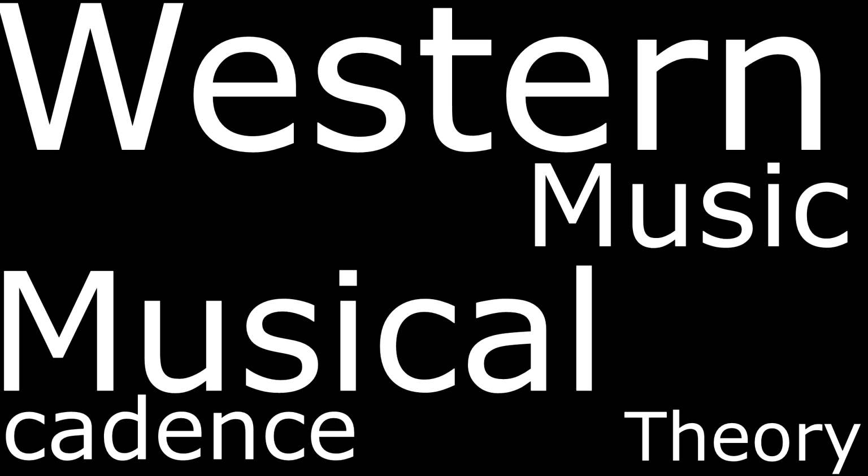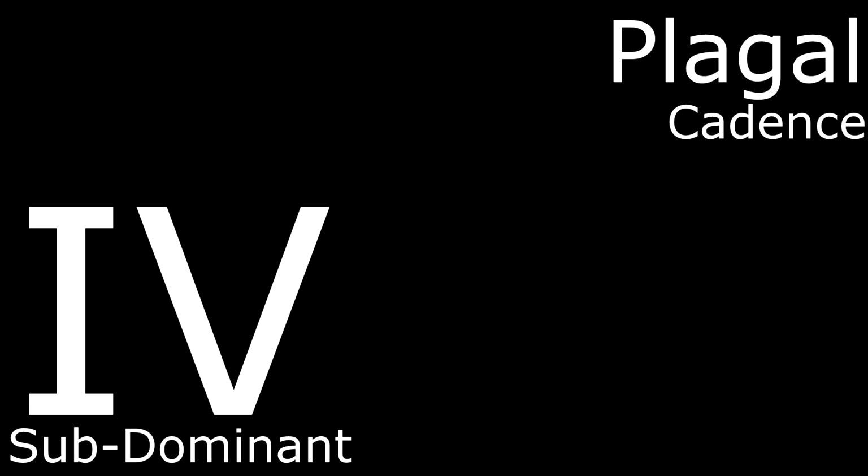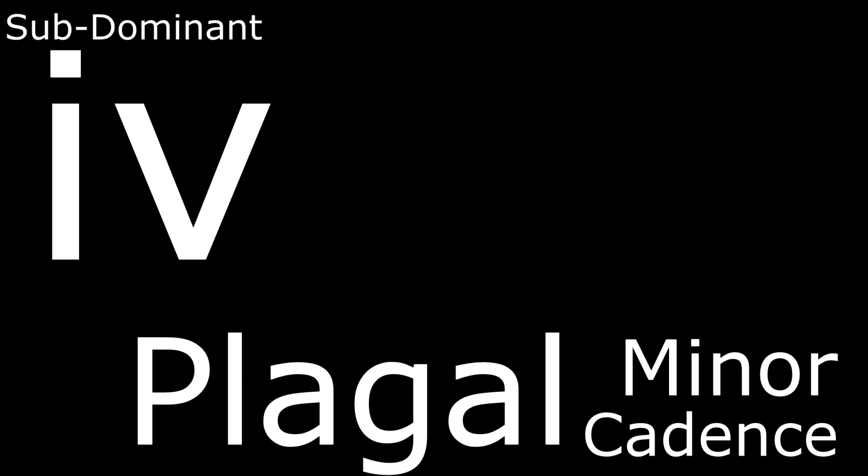So let me explain. A musical cadence in Western music theory is a melodic or harmonic configuration that creates a sense of resolution, finality, or pause. A harmonic cadence is a progression of at least two chords that concludes a phrase, section, or piece of music. A plagal cadence is a cadence in which the chord of the subdominant, or the fourth chord in a given key, immediately precedes that of the tonic. Finally, a plagal minor cadence is a plagal cadence in which the subdominant, or the four chord, is minor instead of major. Now, that might sound very complicated, but it's not.